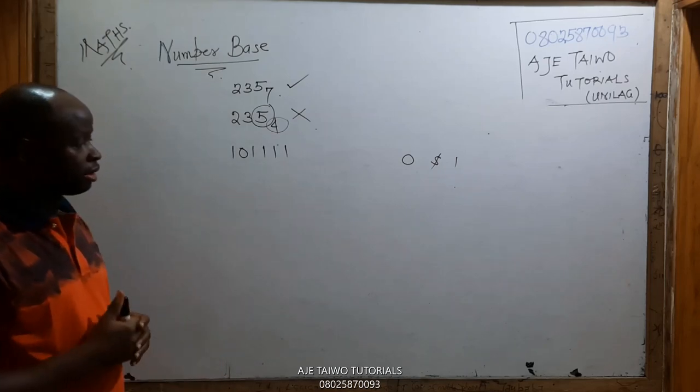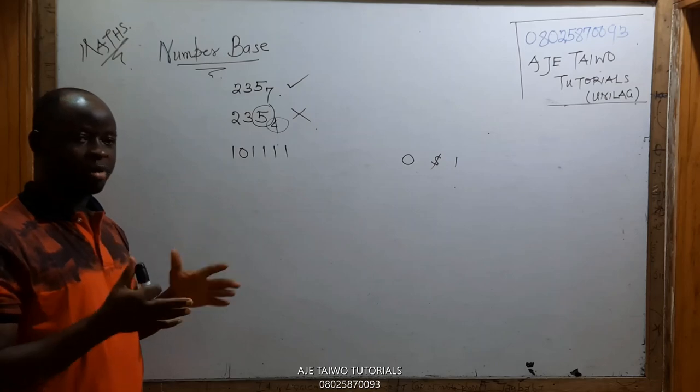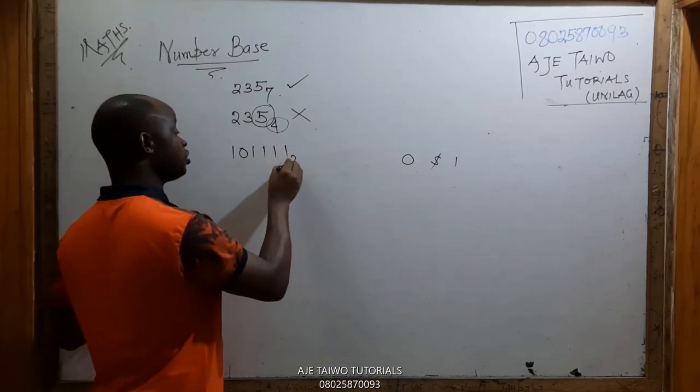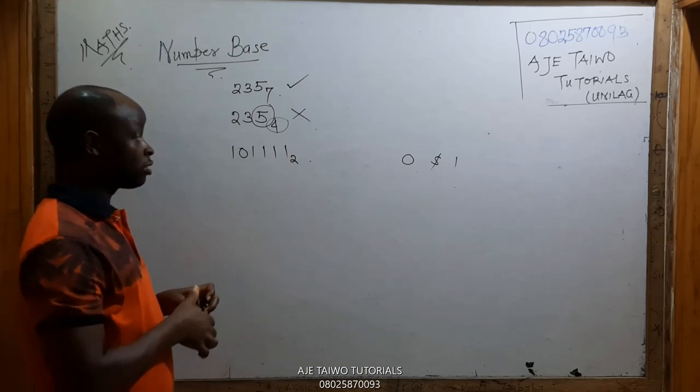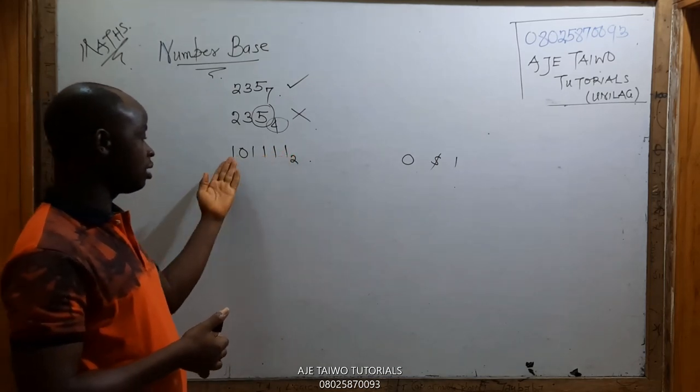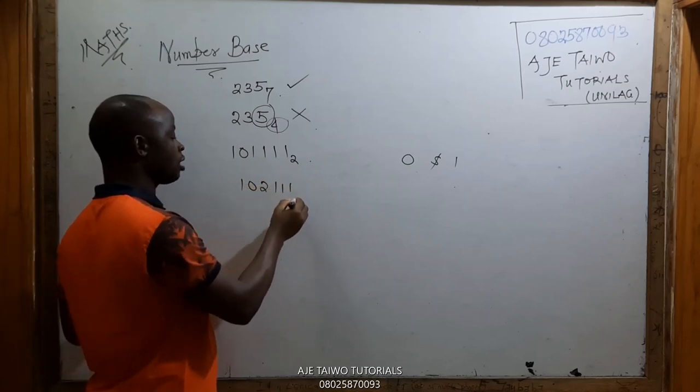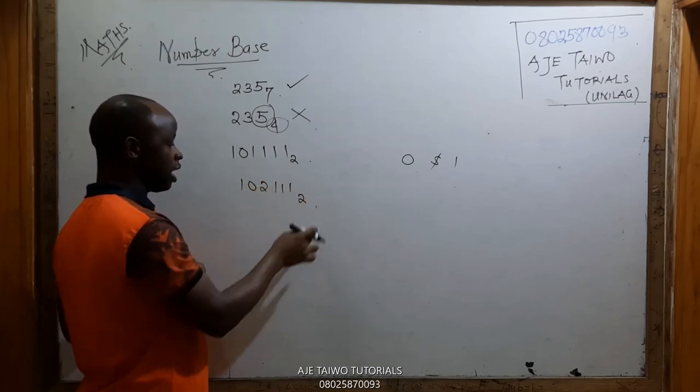These are binary numbers. 0 and 1 are called binary numbers. So the base of this one is usually base 2. Of course, 2 is still greater than any other digit. We cannot have 102111 base 2.